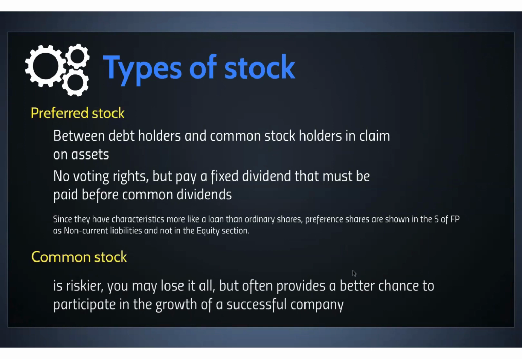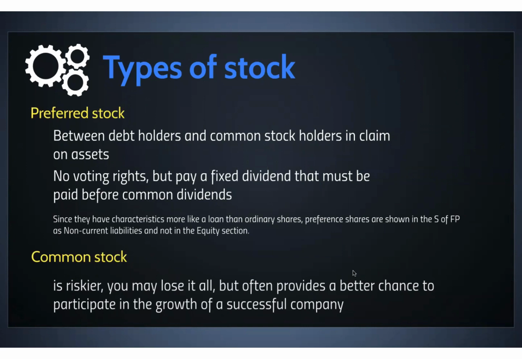That stock allows no voting rights. So it's not like the common stock. If you possess a high percentage of common stock of the company, you have the right to vote to define the future of the company somehow. But if you own preferred stock, you have no voting rights. But it allows you to receive a fixed dividend that must be paid before ordinary dividends.